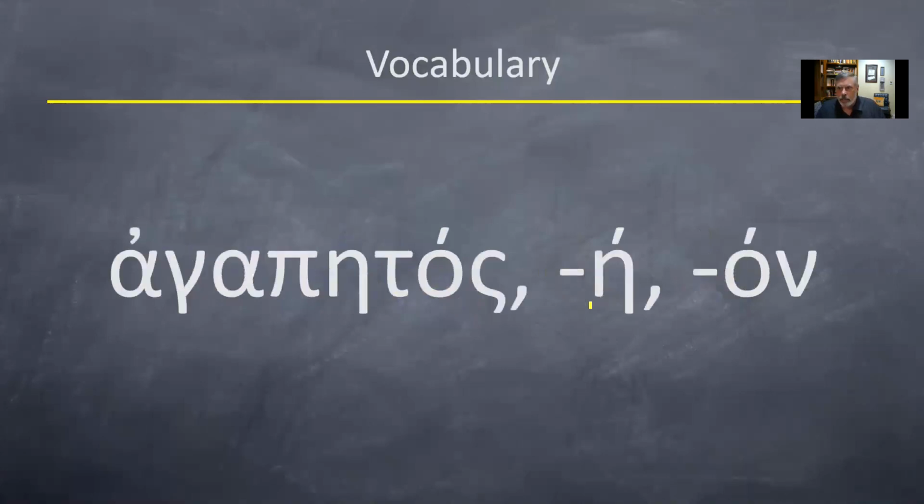Agapetos, agapete, agapeton, and it means loved, beloved. Is it loved or beloved? Beloved, that's what I thought. Okay, beloved. And so masculine would be agapetos, feminine agapete, and a word modifying a neuter would be agapeton.